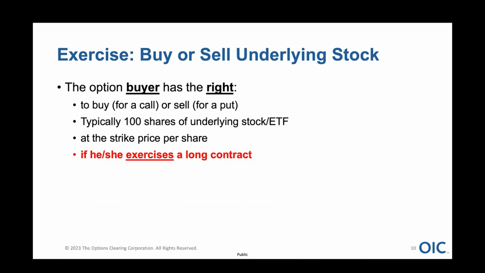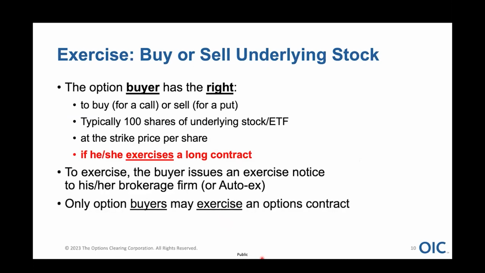Once again, a buyer has the right, in the case of a call, to buy 100 shares of stock on or before expiration, whereas with a put, the owner has the right to sell 100 shares of stock on or before expiration at their strike price.